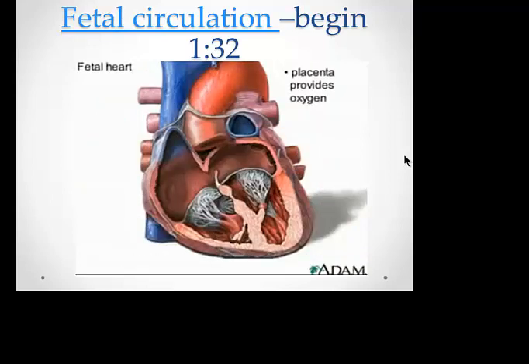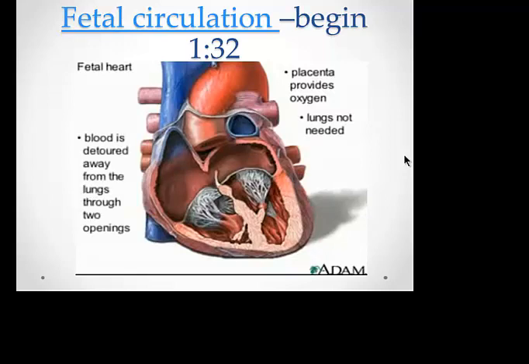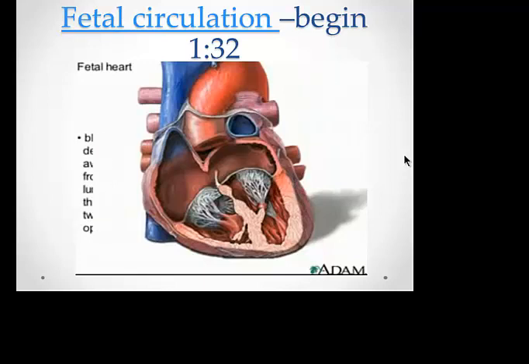Because the placenta is providing all of the oxygen the fetus requires, its lungs are not needed to perform this task, and therefore, much of the fetus's blood is detoured away from the lungs through two openings or connections. They are the foramen ovale, which connects the right and left atria, and the ductus arteriosus, which connects the aorta and the pulmonary artery. As blood enters the heart into the right atrium, some of the blood flows into the right ventricle, as in the newborn.